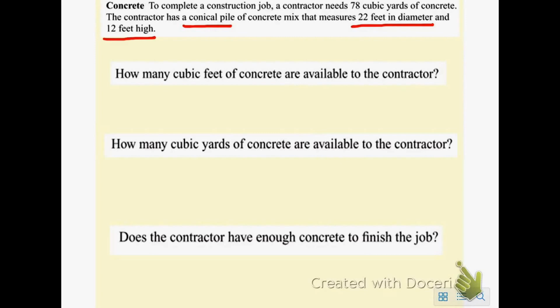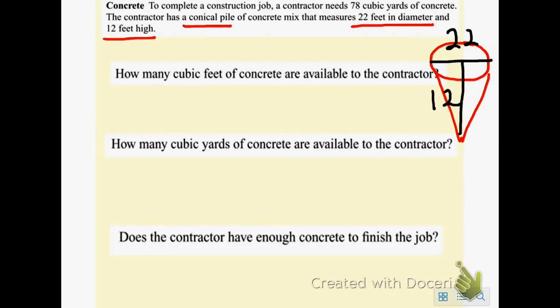Now to me, it helps if I draw the picture. So I know I have a conical pile. That means a pile that's in the shape of a cone. So I'm going to draw a cone, and I'm going to put the dimensions on my cone. I know that my cone has a diameter of 22 feet, and I know that my cone is 12 feet high.